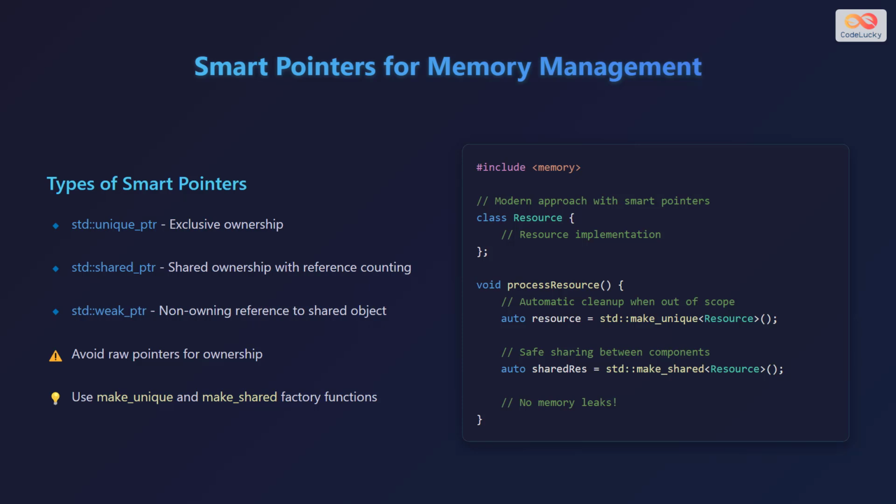As a general rule, you should avoid raw pointers for ownership to prevent memory leaks. It's better to use make_unique and make_shared factory functions to create smart pointers. They provide exception safety and can be more efficient. This prevents memory leaks. In the given code, we use std::make_unique to create a unique_ptr and std::make_shared to create a shared_ptr. This makes resource management automatic and safe.